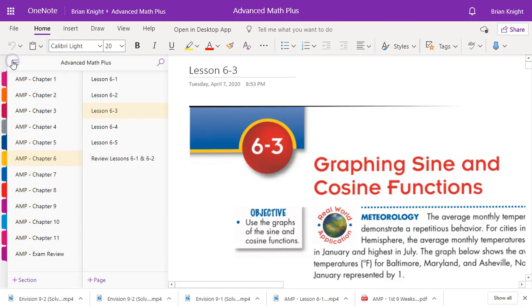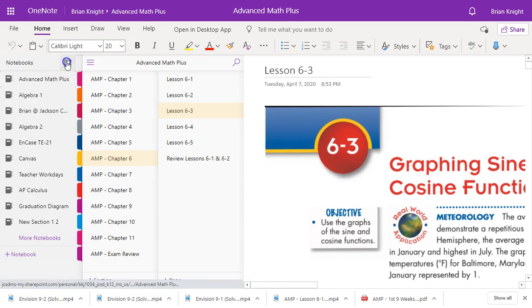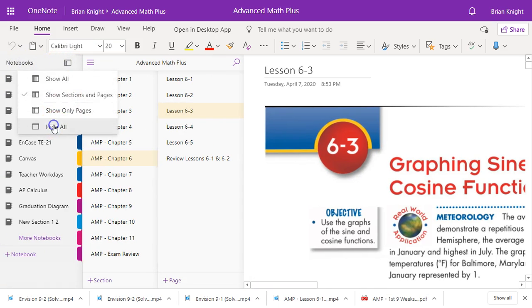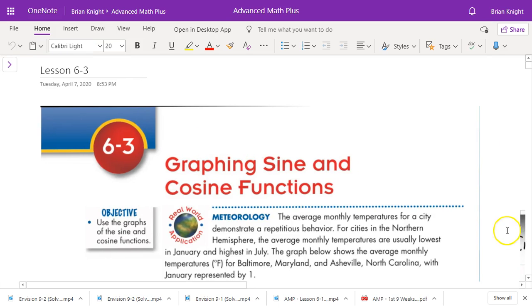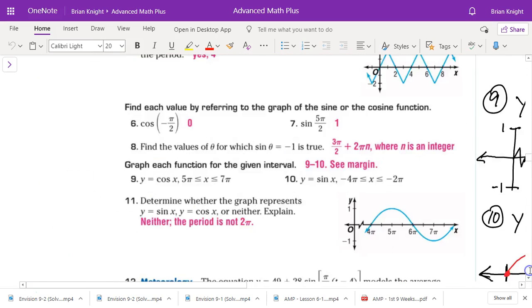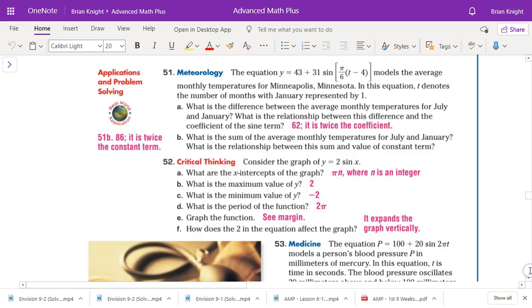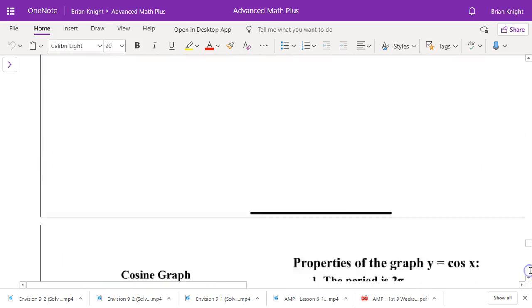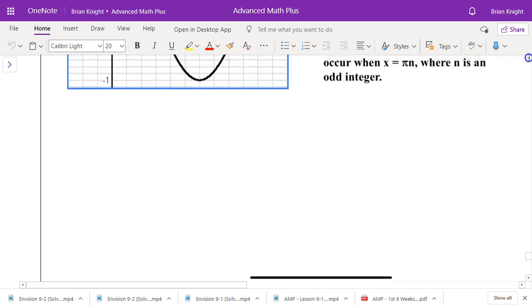This is Coach Knight. Once again, today we are going to do a little graphing. We're going to graph sine and cosine, and this is just the basic graphs. Okay, so nothing too hard. Let me just say it like that.